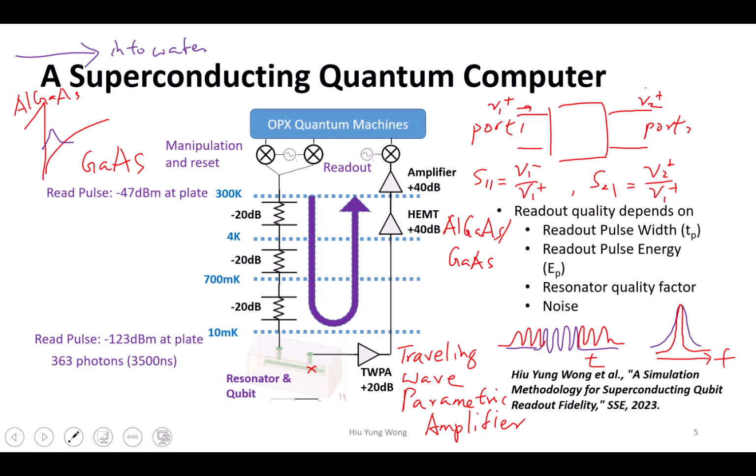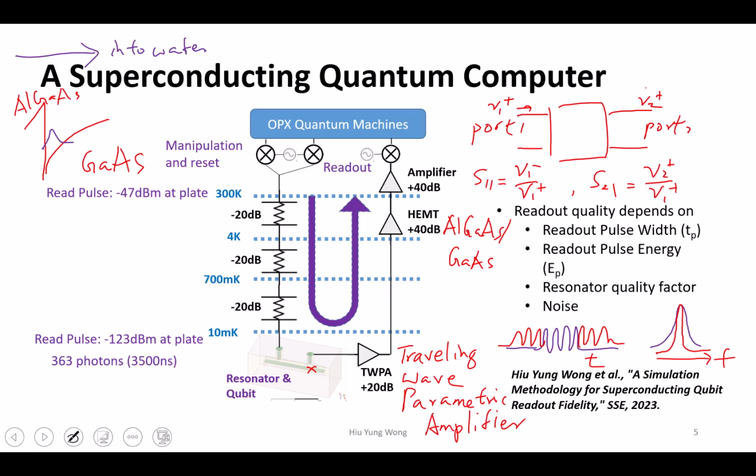But however, when your energy is too large, you actually can cause some modification to the qubit or the qubit next to it, right? So you also want to have a small energy. Now, for example, here, this example is the readout pulse has negative 47 dBm, right? I mentioned this earlier already.